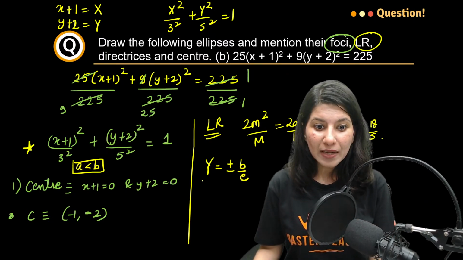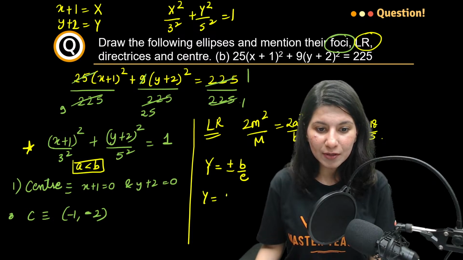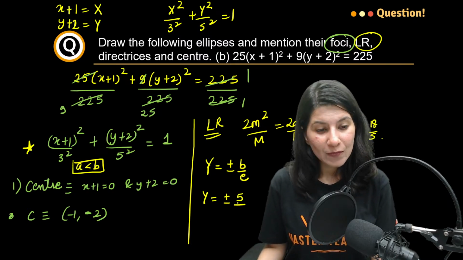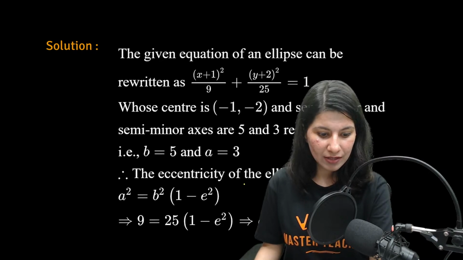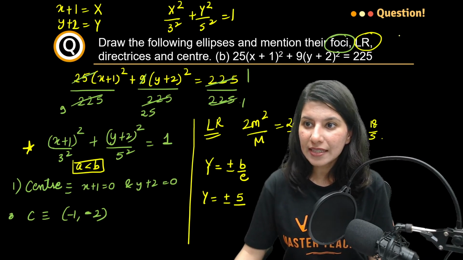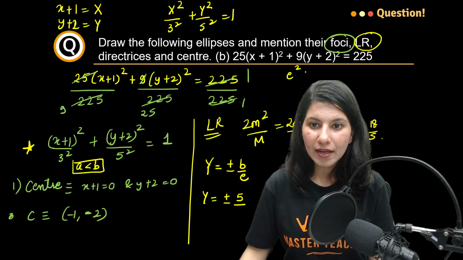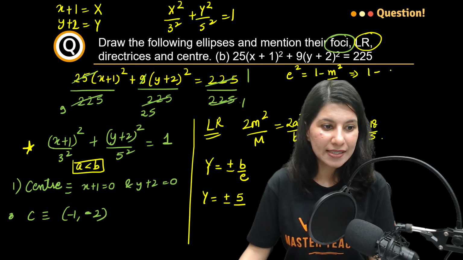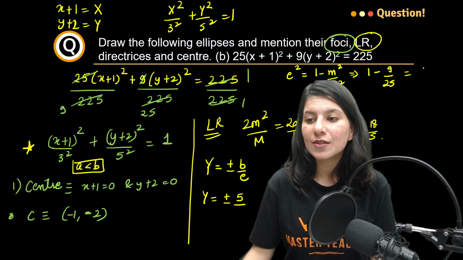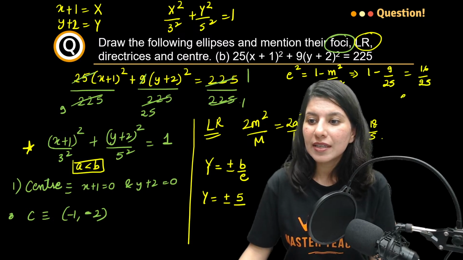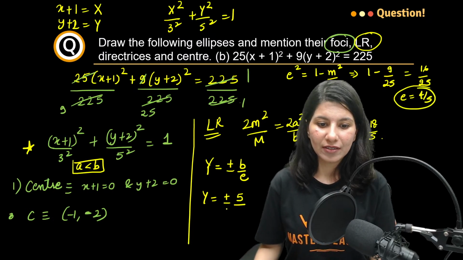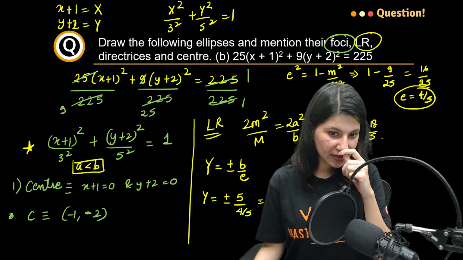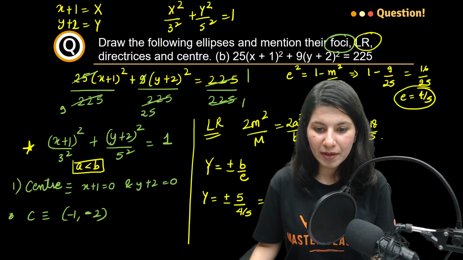So capital Y equals plus minus b by e. b is 5, and what about e? Let us calculate e also. e square will be equal to 1 minus m square upon capital M square. So this is 1 minus 9 by 25, that is 16 by 25. So e will be 4 by 5. So e is 4 by 5, and this is going to be 25 by 4.